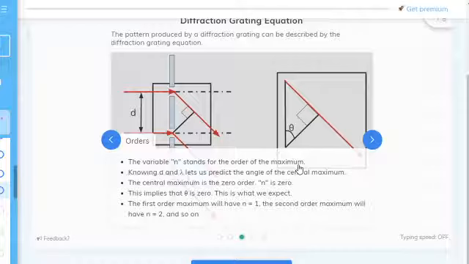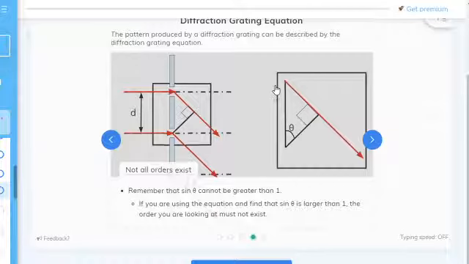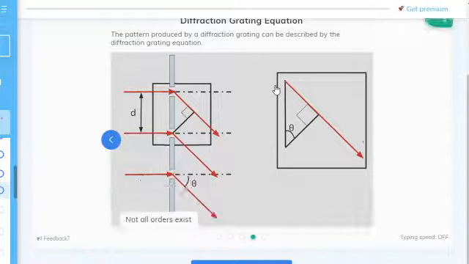The variable n stands for the order of maximum. Knowing d and λ, we can predict the angle of the center of maximum. The central maximum is the 0 order, n is 0. This implies that θ is 0, which is what we'd expect. The first order of maximum would have n equals 1, the second order of maximum, n equals 2, and so on. Not every order exists. Remember, sin θ cannot be greater than 1, or less than minus 1.